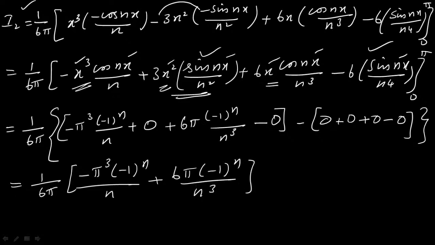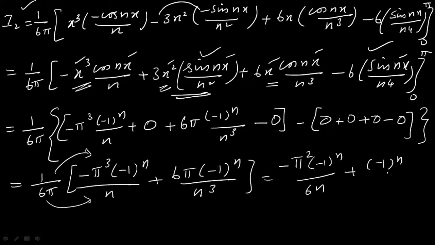So just take 6 pi inside. If you take 6 pi inside, what happens? One of the pi being cancelled, right? So here, I'm just writing it here, minus pi square minus 1 whole power n divided by 6n alone, isn't it? Next, for this term, 6 pi and 6 pi being cancelled, you have only plus minus 1 whole power n divided by n cube. So this is the value of I2 we calculated.